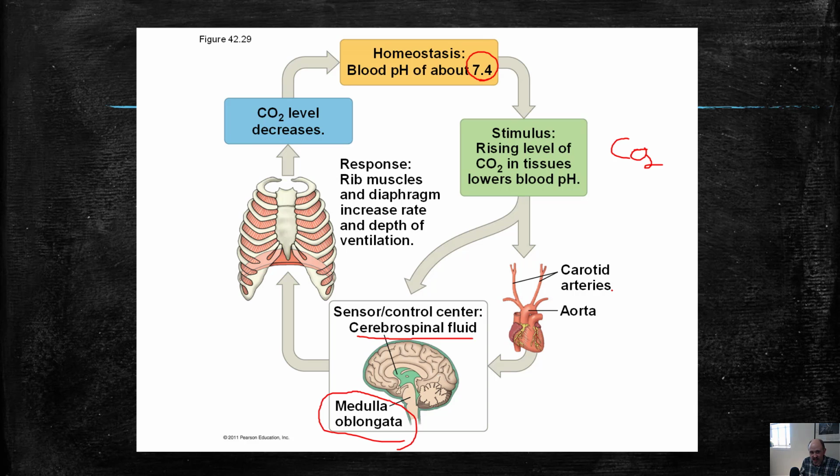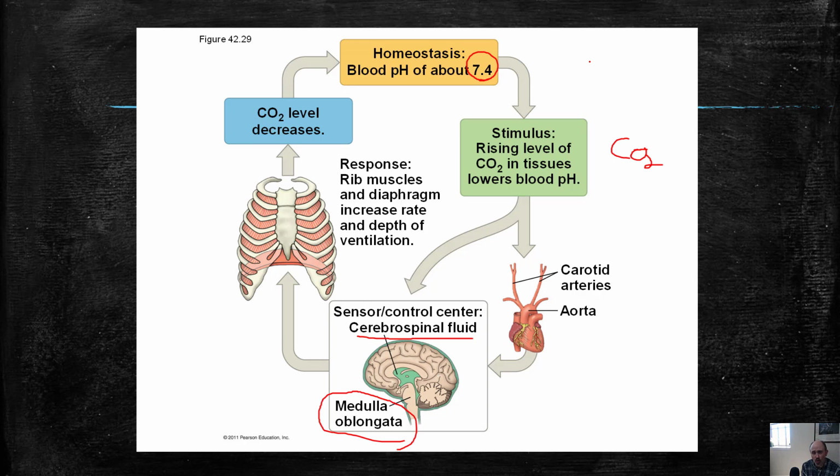It detects that change, and then it responds by causing, in this case, the diaphragm to contract more and to increase the depth of ventilation, meaning you're going to breathe deeper and more frequently, and that's going to cause you to get rid of that CO2 and return back to a homeostasis of about 7.4 pH. Okay, just slightly basic. pH of 7 is neutral. So if that pH changes very much, like it goes to 7.2, it's going to cause you to breathe more, and then you'll get rid of that carbon dioxide.